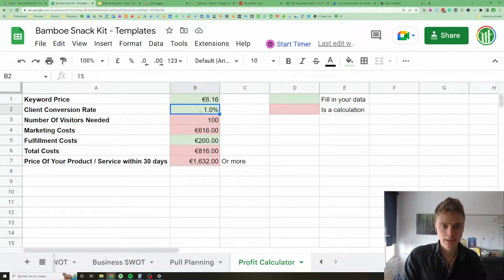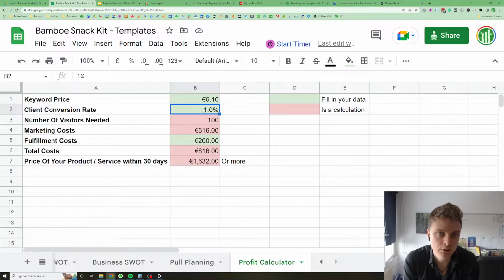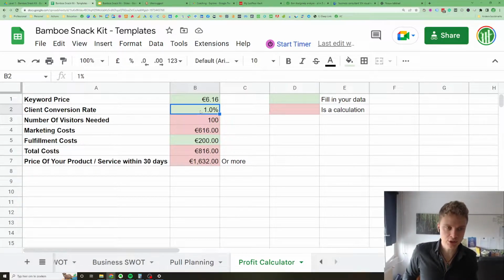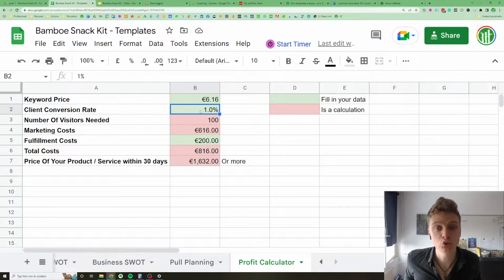We fill it in, and the standard client conversion rate is 1%. If you have no idea what your client conversion rate is, leave it at 1% because it's a very realistic number. You should be able to get 1 out of 100 people to buy your product. If you don't, then something is probably going wrong with your funnel, or your product is super high ticket, which means your conversion rate could be lower. Anyway, that's details. A little bit about the sheet is that the green cells are cells that you can fill in, and the red ones are the ones that you should leave as is, because those are the calculations being done.